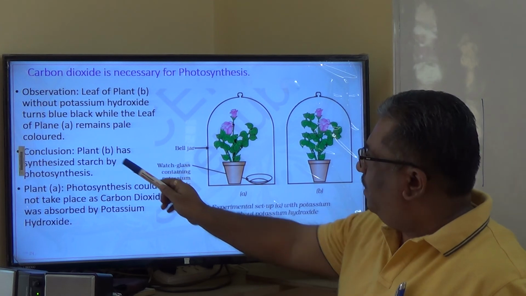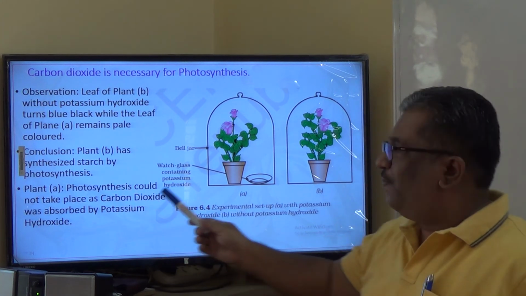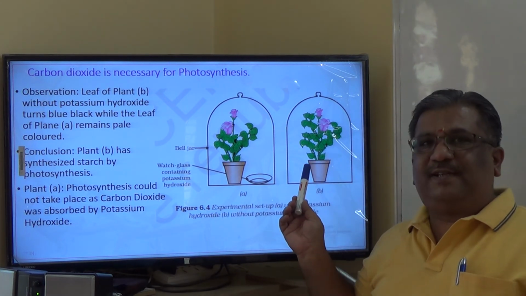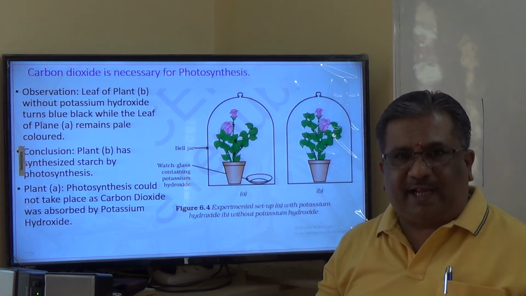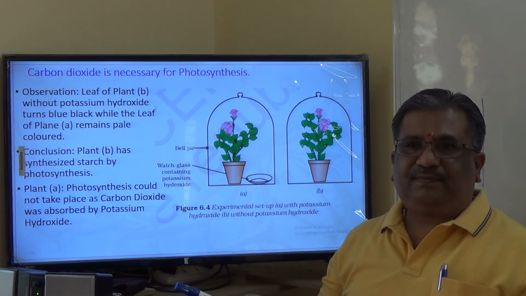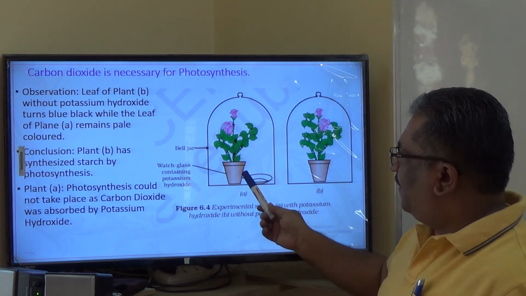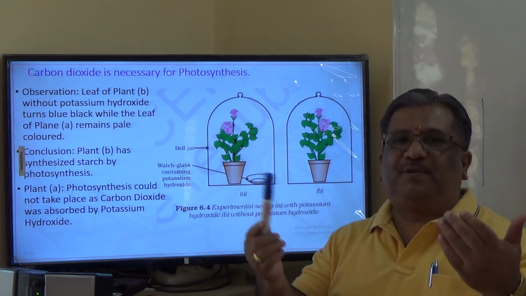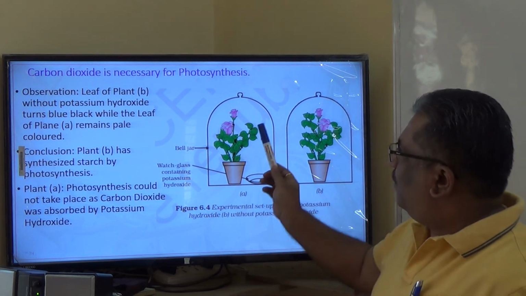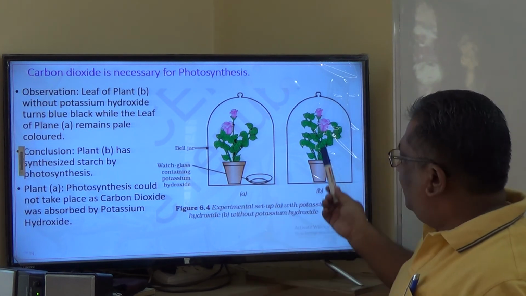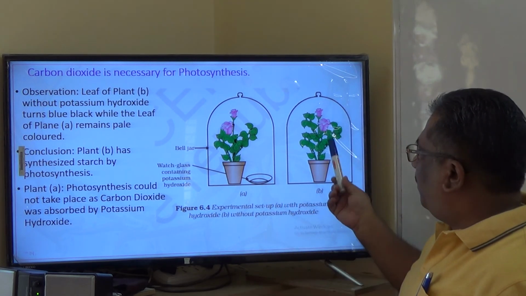Observe here. Plant B, without KOH, has synthesized starch by photosynthesis. That means here photosynthesis took place and starch is produced. But here, photosynthesis did not take place, starch is not produced. Why is it so? Dear students, remember the KOH which is kept next to the plant over here absorbs all the CO2 present in this bell jar. No more CO2 is present here, whereas in this bell jar, CO2 is present. That CO2 is utilized by the plant.